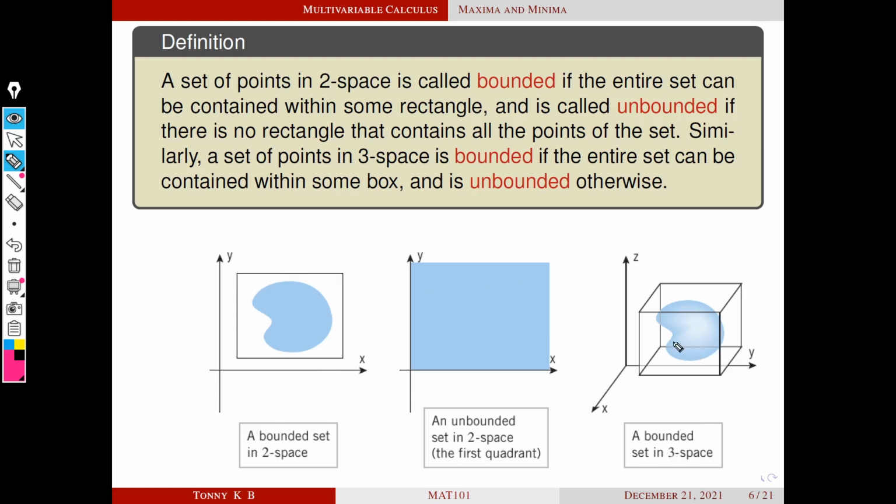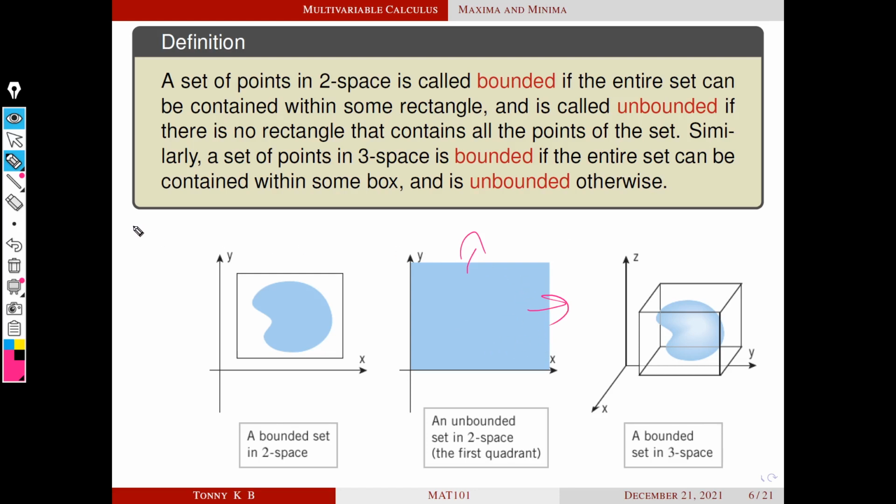Actually, this is a solid in 3D. You can cover this blue solid using this cube or this box. So again, this is a bounded set in 3D. Okay, and what about this set? This is our first quadrant in 2D. It is clear that there is no rectangle which bounds or contains this first quadrant. Clear? So this set is unbounded.